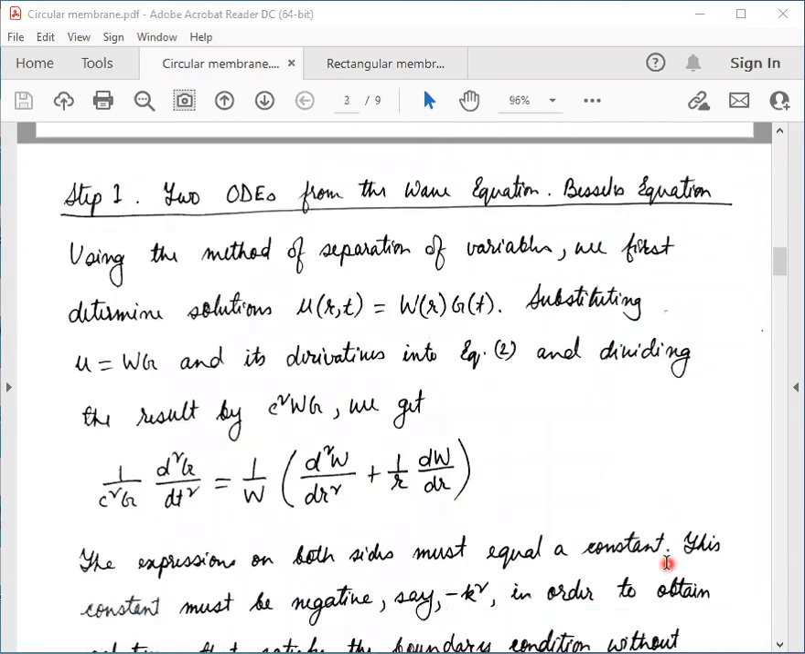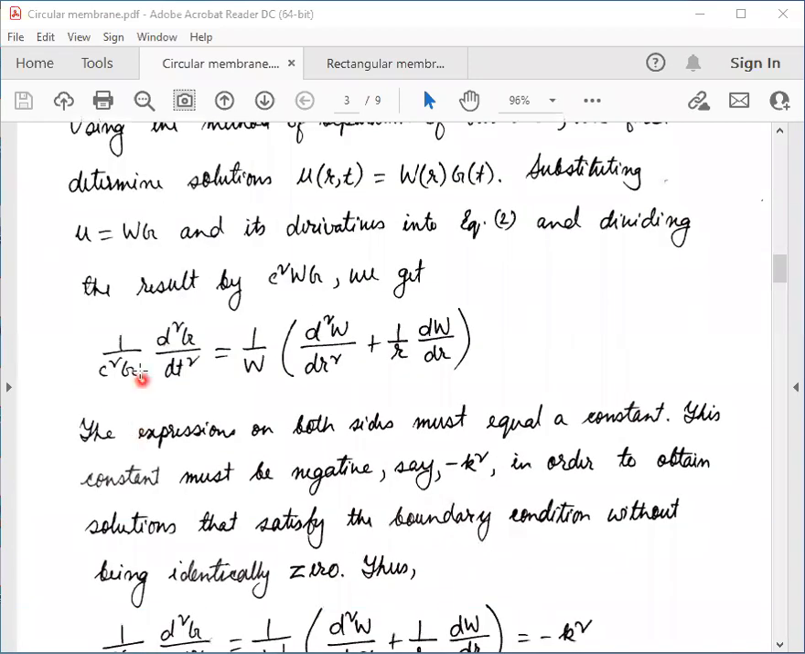Okay, so let us solve it. Step number 1, we have to obtain two ordinary differential equations from the given partial differential equation, and we shall get a Bessel equation. Using the method of separation of variables, we first determine solutions u equal to w times g, where w is a function of only r and g is a function of only t. Substituting u equal to wg in the wave equation and its derivatives and dividing the result by c square wg, we get this equation: 1 by c square g times the second derivative of g with respect to t equals 1 by w times (d2w by dr square plus 1 by r dw by dr).